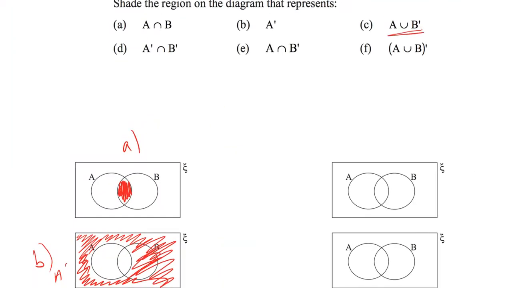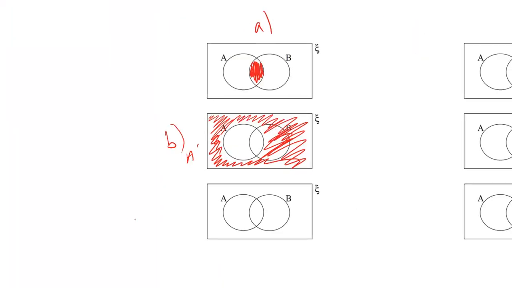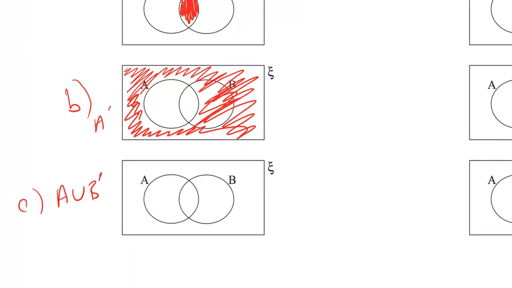C, A union B dash. Right, so it's going to have to include the whole of A because it's union. So it's either in A or it's in B dash. So the first thing I'm going to do is start by shading in all of A. And maybe we'll change color to really emphasize this point. And then also we've got to include things that are not in B.